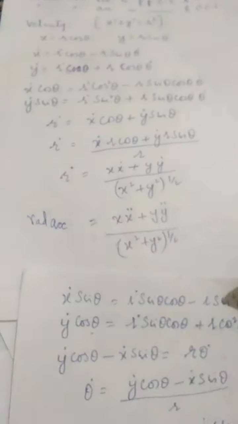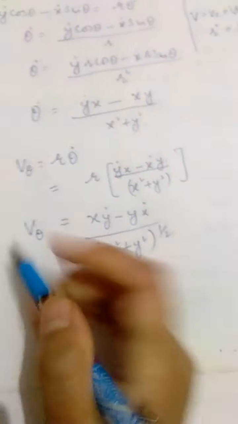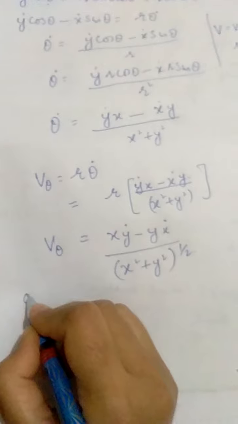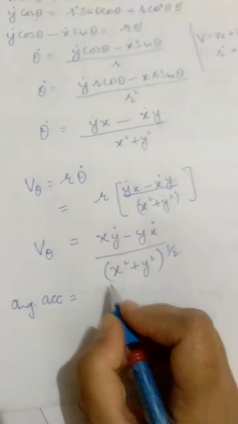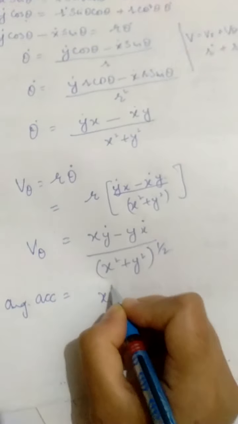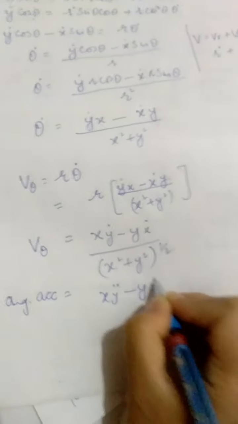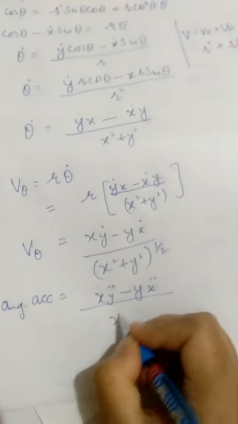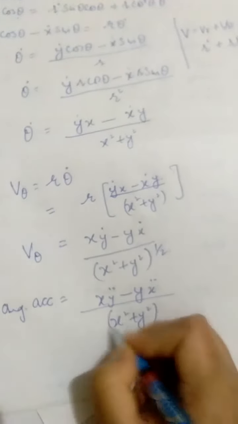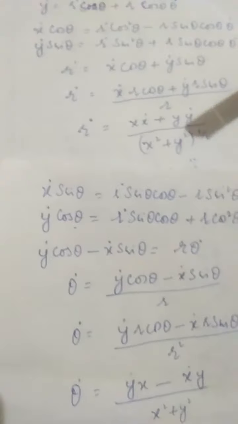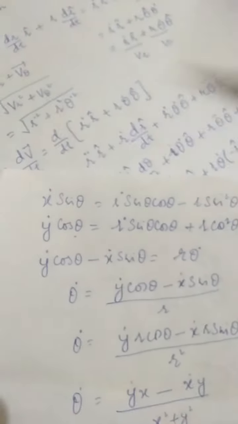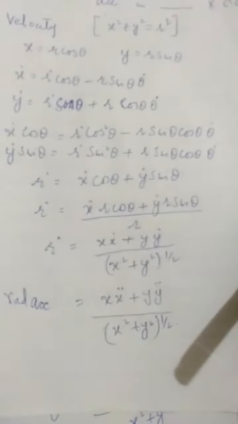Similarly, how will the equation get modified over here? The angular component of acceleration in the plane polar coordinate will be given by x y double dot minus y x double dot divided by the same thing, that is x square plus y square raised power 1 by 2. Again, you will follow the same scheme of derivation. There is no need of doing it again. You can do it as an assignment at your places.